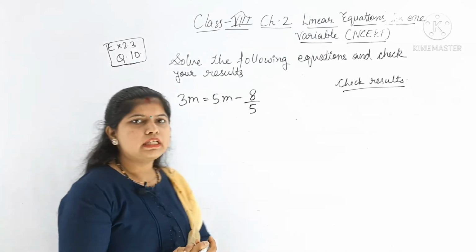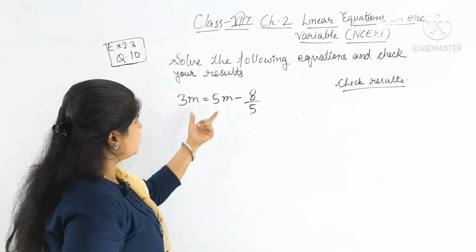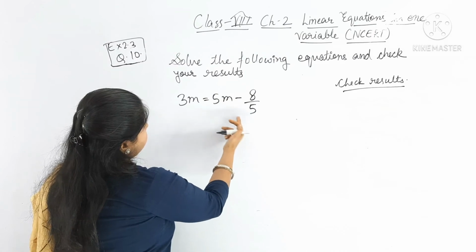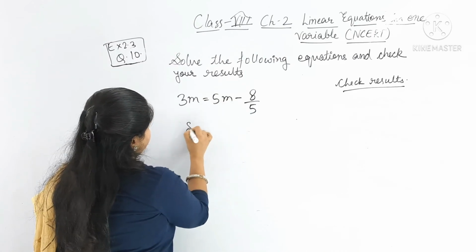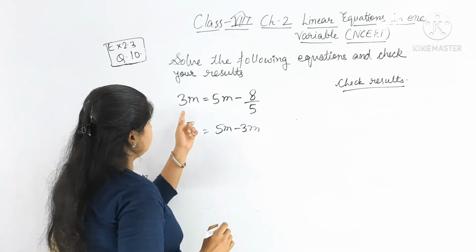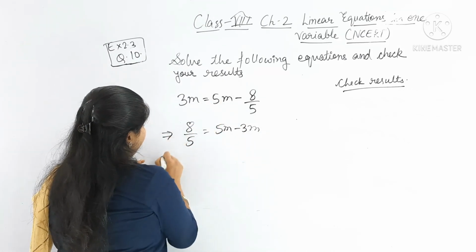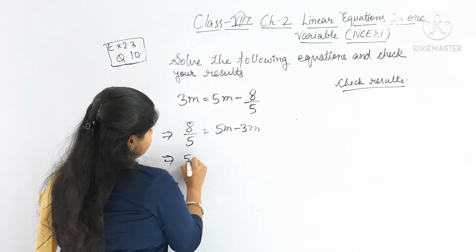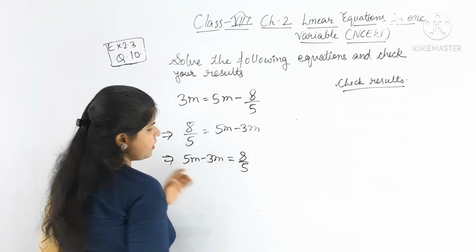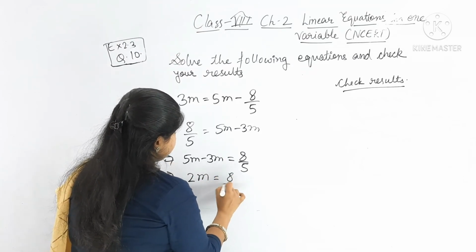So students, let's see question number 10, that is the last question of this exercise 2.3. Okay, so here you can see this is the variable, that is m. Okay, so we have to solve for m. You can write this as 8 by 5 is equal to 5m minus 3m. Okay, I am transposing this variable to here and this to here. You can write like this, or you can transfer this one as well. Okay, same one. So 5 minus 3 is 2m is equal to 8 by 5.